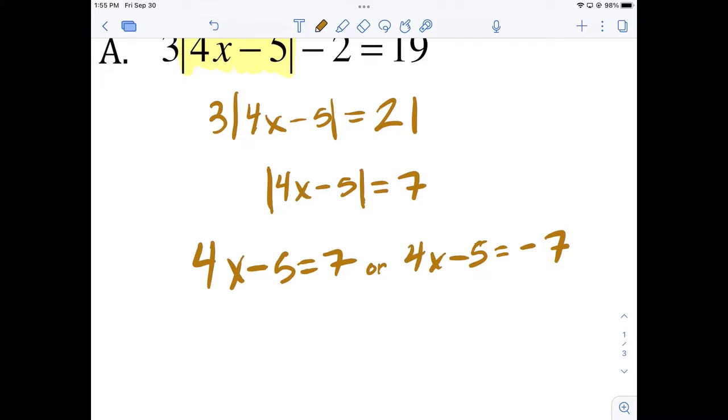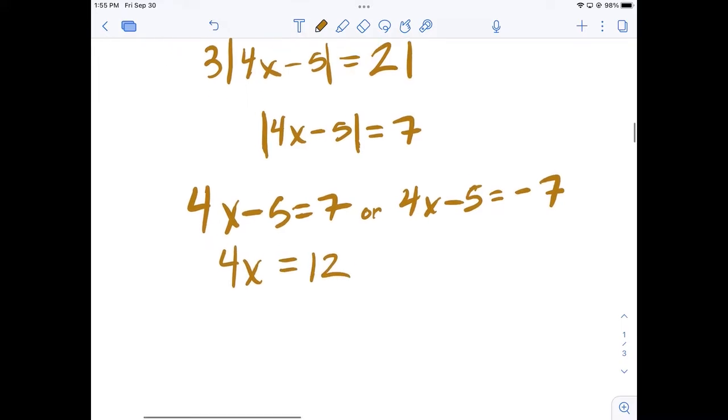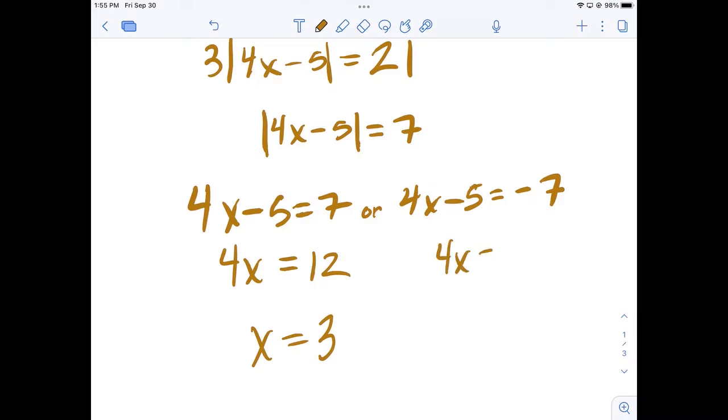That's fantastic. All right, now we'll add 5, so we get 7 plus 5, which is 12. And we divide through by 4, and we get x equals 12 fourths, which is 3. Over here, we get 4x equals, we add 5, and we get negative 2. And we divide through by 4, we get negative 2 fourths, which is negative 1/2. Okay?